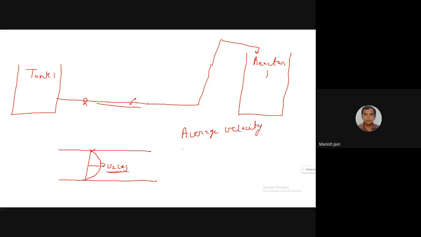So what is the meaning of the average velocity? Suppose the volumetric flow of the fluid is Q. Q is, say, x meter cube per second. This is the volumetric flow rate of the fluid. Suppose 15 liters or 15 meter cube of fluid is flowing from here to here per second. That is the volumetric flow rate: how much volume is transported from one point to the other point in a given time.